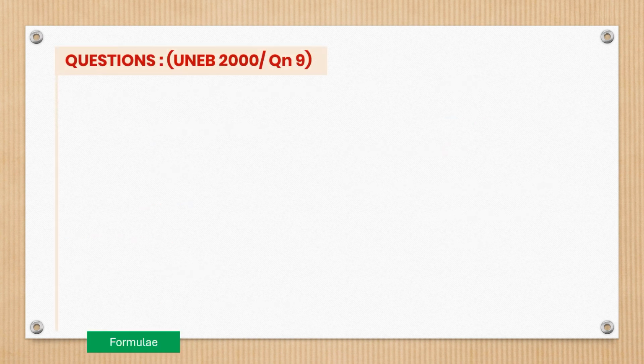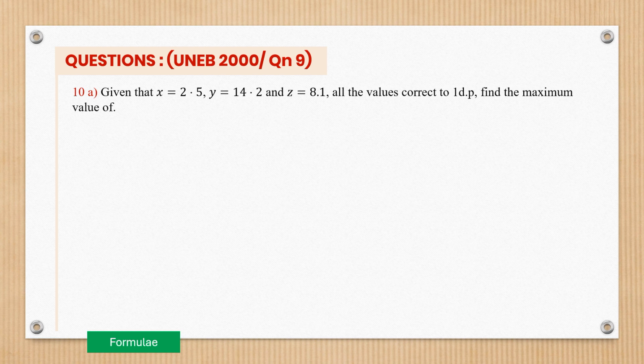Alright, so the next question is a question from UNEB 2000, and this was question number 9. So I've been told that given that x is equal to 2.5, y is equal to 14.2, and z is equal to 8.1, all the values correct to one decimal place, find the maximum value of these. So we have (x plus y) over z squared, then we have (x minus y) over z, then we have 1 over x plus 1 over y minus 1 over z.